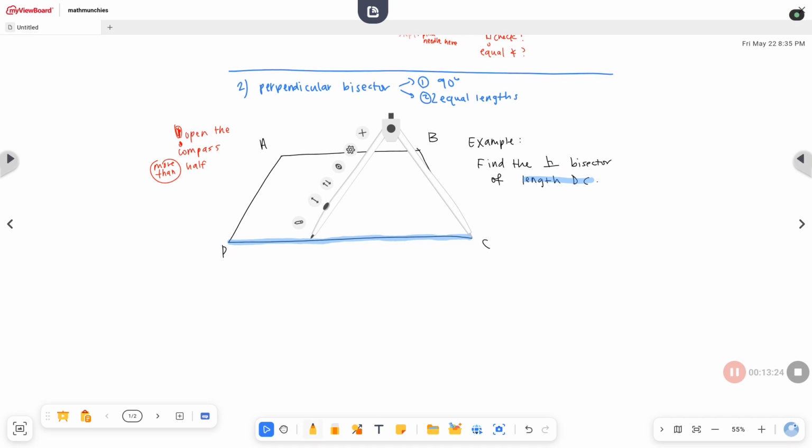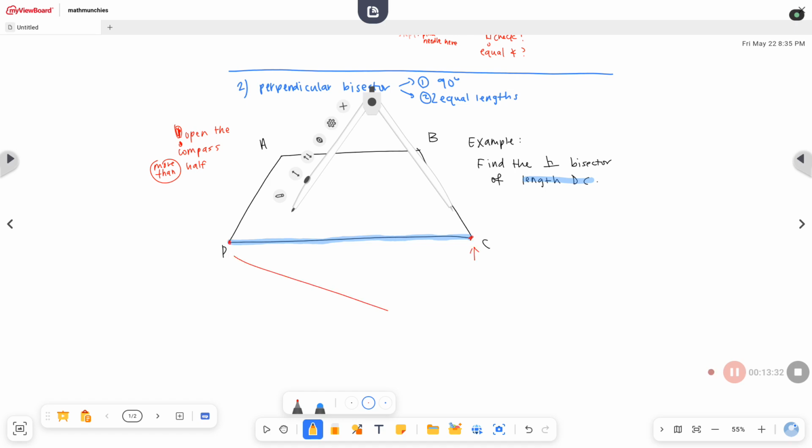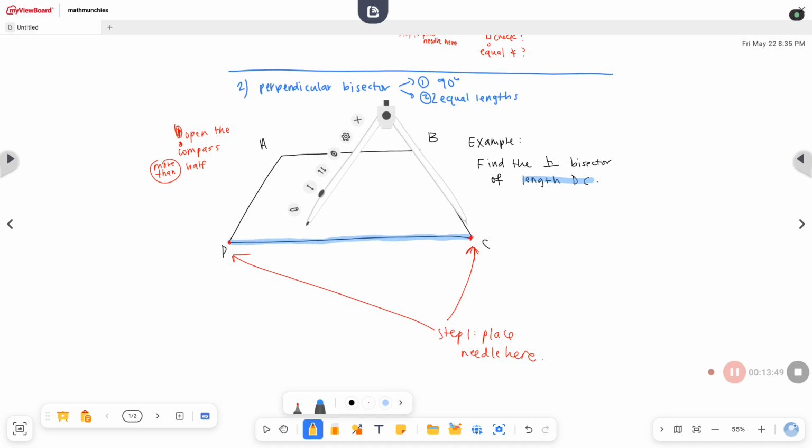Take your red pen, dot it here. And dot it here. So these two is step 1. Place needle here. Okay? So what do I mean by place needle here? So everybody can see this point, right? Can you see this is where my needle is? Right here. I open more than half.